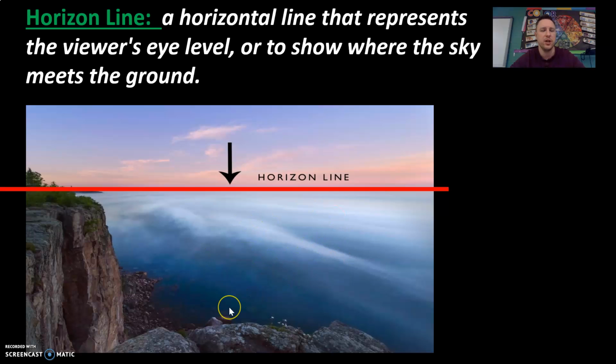It looks like it's sea level here. So it both sets our perspective as to where the viewer's standing looking at the work, but also separates the sky from the ground. So it is a two-part definition. Please make sure you include both parts in your response for today.